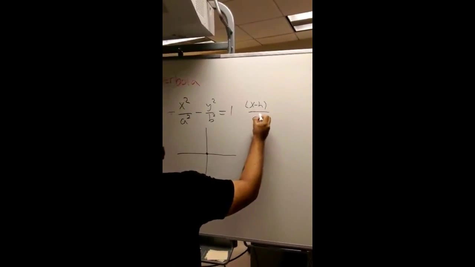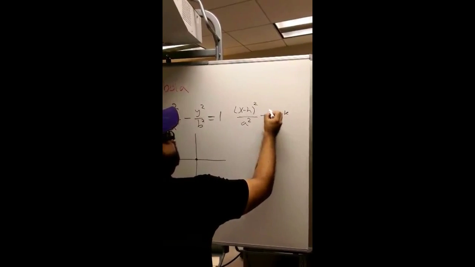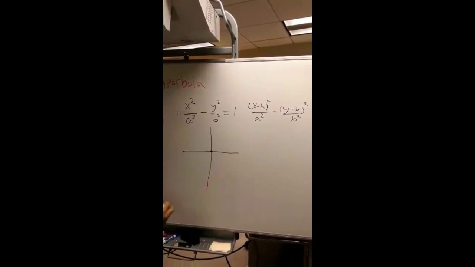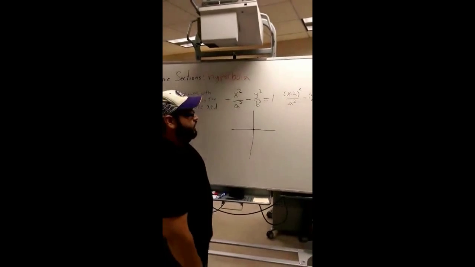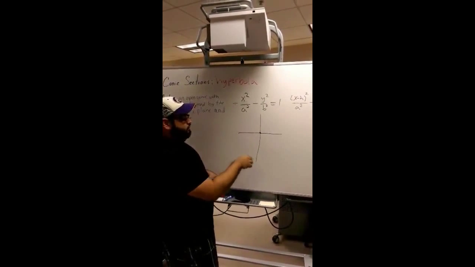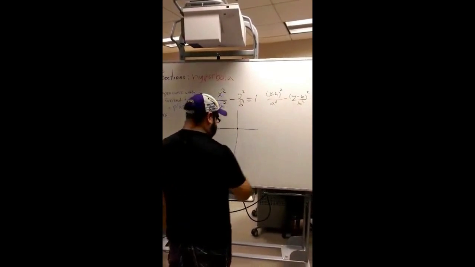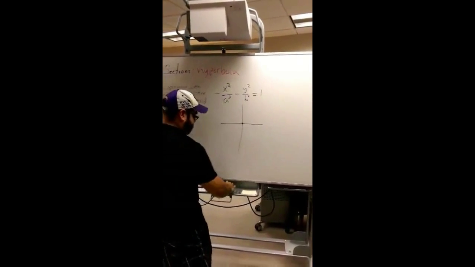x minus h squared over a squared minus y minus k squared over b squared. This is not a standard form. This is not at the origin. h and k can be any integers that you would want, and therefore the origin of the hyperbola would be the point of whatever h and k is. But since there's no h and k here, that means that we're starting at 0 and 0.